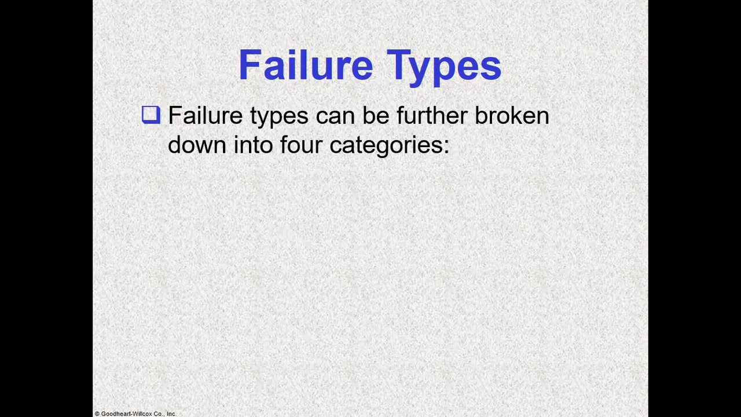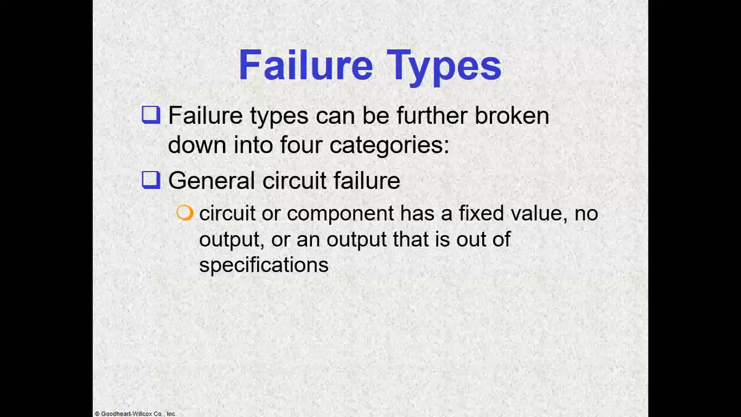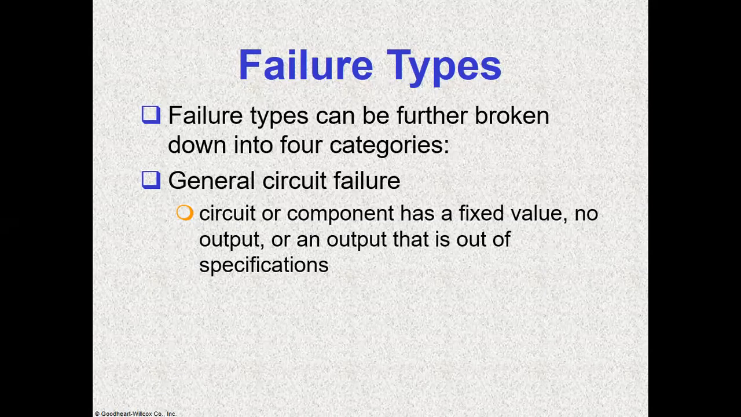So failure types can be further broken down into 4 categories. So general circuit failure. So circuit or component has a fixed value. No output or an output that is out of specification.